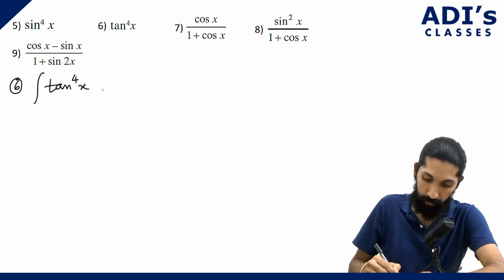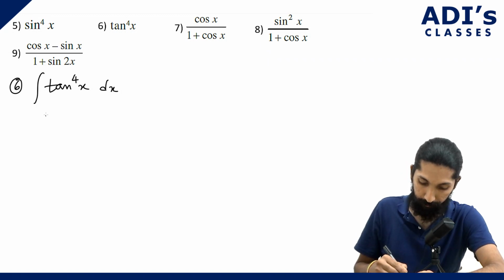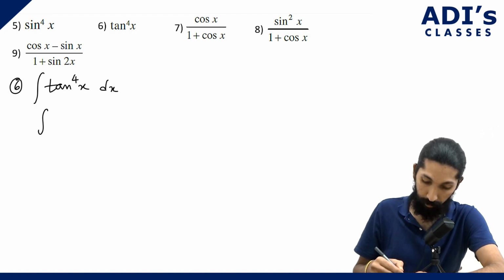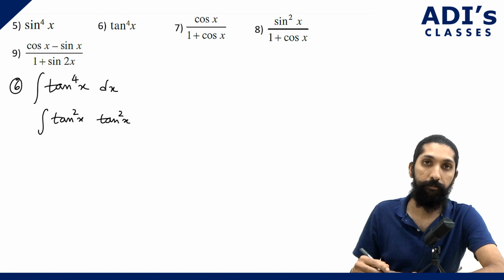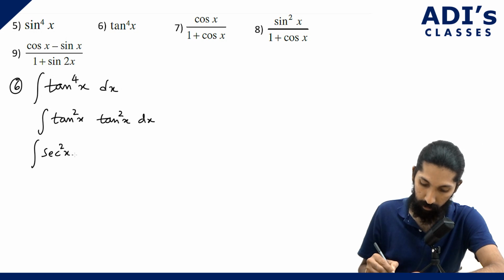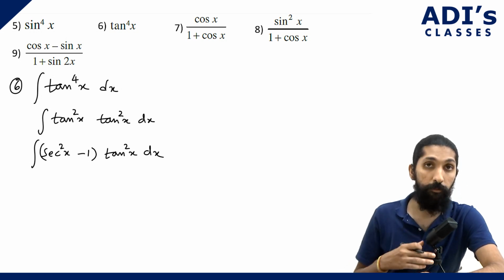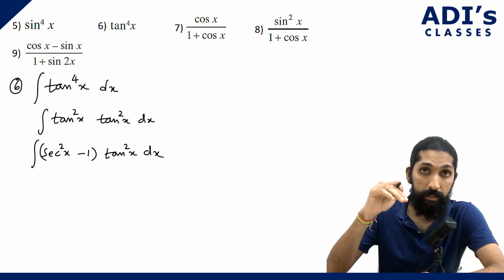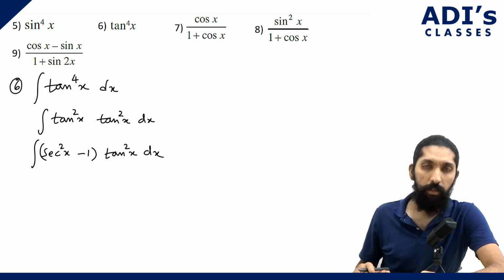Or one more way is there. See, you have integration of tan to the power of 4x dx, right? So in this case, integral of tan square x into tan square x, correct, dx. Integral of (secant square x minus 1) into tan square x, correct. Now, suppose if you take tan x as t, substitution method you can try. If you do that, then it might be a little hard for you.